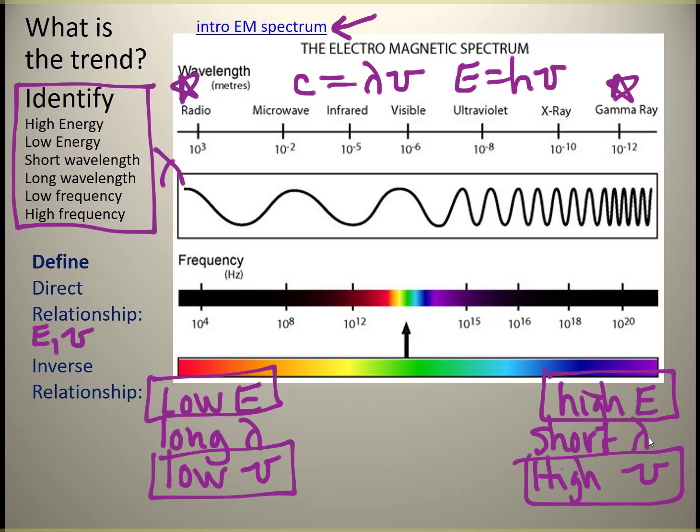An inverse relationship, that would be energy with wavelength. So as my wavelength gets longer, my energy gets lower. So that's an inverse relationship. And you also have the same thing with frequency. So as my frequency slows down, then my wavelength gets longer.